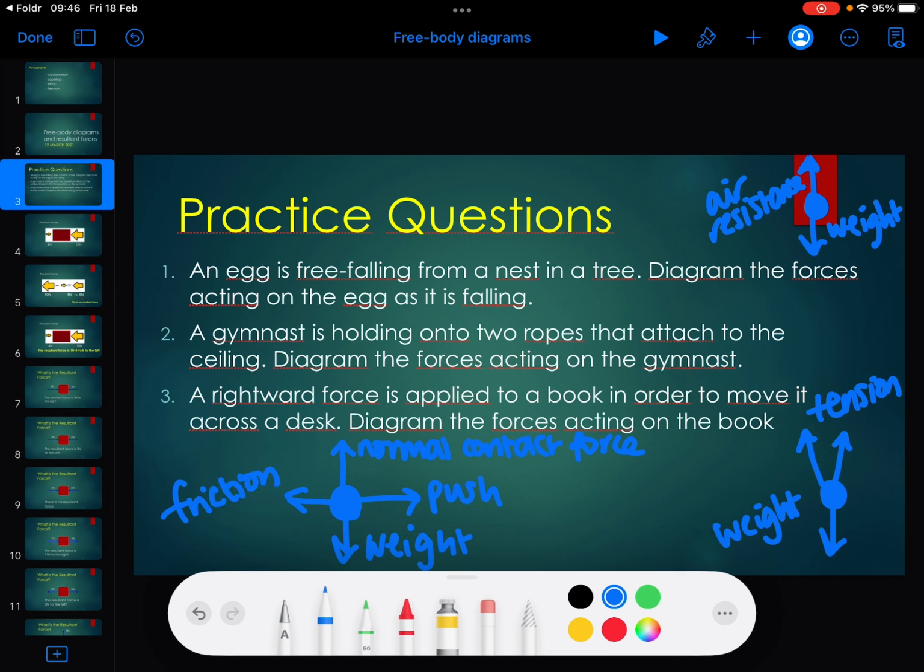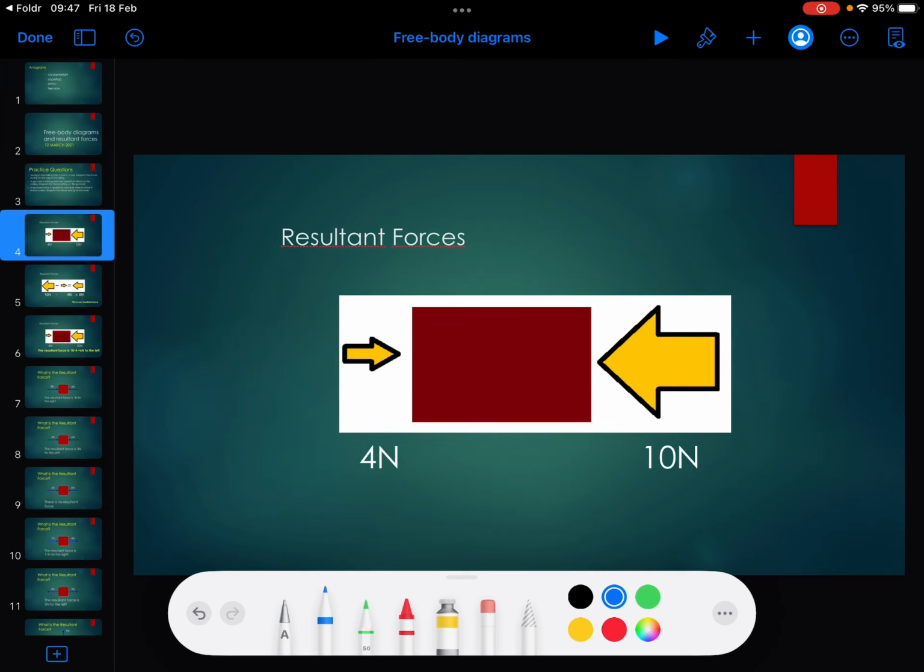Now, they did get more and more complicated there, but hopefully that's fairly straightforward and you remember that from last time. Now let's go on to today's lesson. Here I have a box and there are two forces acting on the box. I have 4 newtons pushing it to the right and I have a 10 newton force pushing it to the left. Now, a resultant force, which is what we're looking at today, is basically if I take into account all the forces that are acting on this box, what's kind of the leftover force? What's the overall one that's going to be acting?